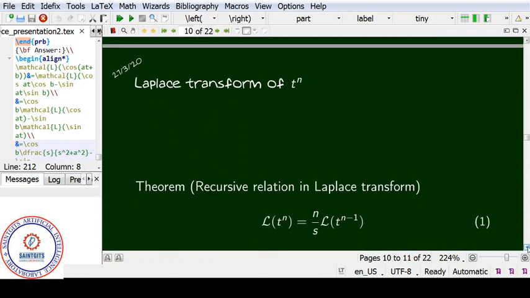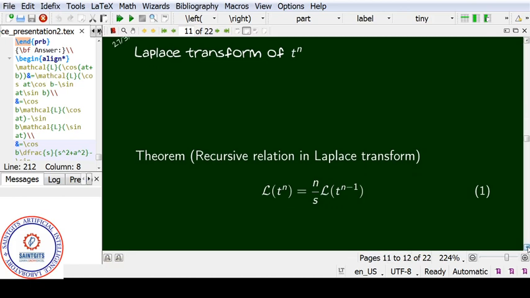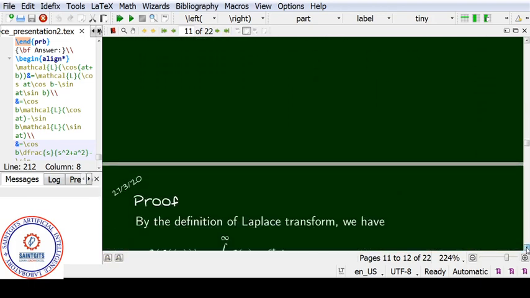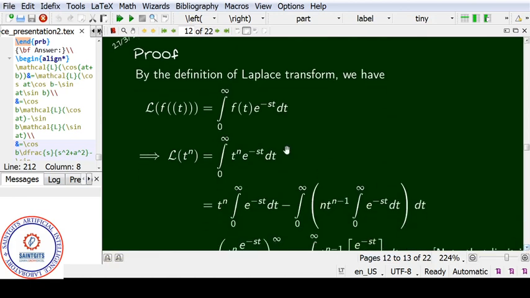Next problem, that is a theorem related to recursive relation in Laplace transform. This theorem states that L of t raised to n is equal to n by s into Laplace transform of t to the power n minus 1. L of t power n is equal to n by s into L of t power n minus 1. We will prove this using the original definition of Laplace transform.